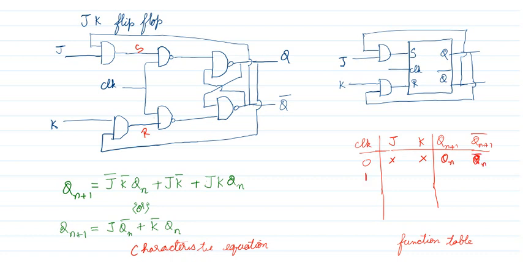When the clock is 1 and both the inputs are 0, it is also going to be a memory, very much the same as the SR flip-flop. If J is 0, K is 1, it means reset. Clock is 1, J is 1, K is 0 means set. The last one is the difference between SR and JK. When both the inputs are 1, 1, I should not use it in SR flip-flop, but here it will be complement, Qn bar.